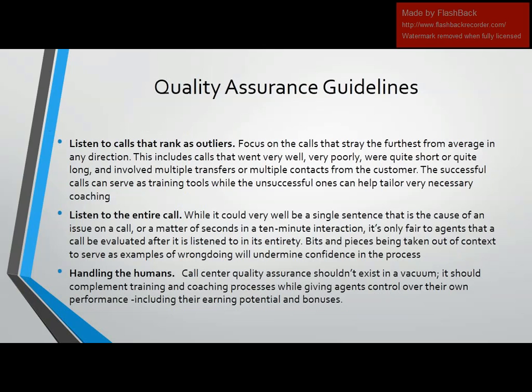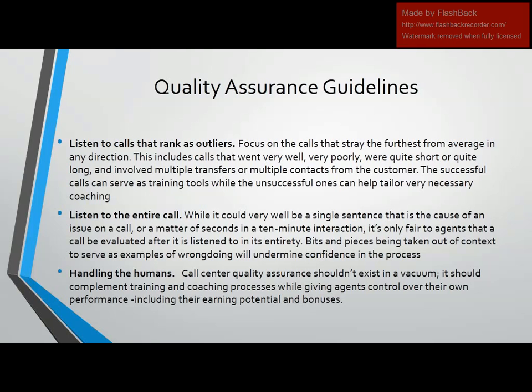It is important to listen to calls that rank as outliers. Focus on the calls that stray the furthest from average in any direction. This includes calls that went very well, very poorly, were quite short or quite long, and that involve multiple transfers or multiple contacts from the customer. The successful call can serve as a training tool, while the unsuccessful one can help tailor very necessary coaching.